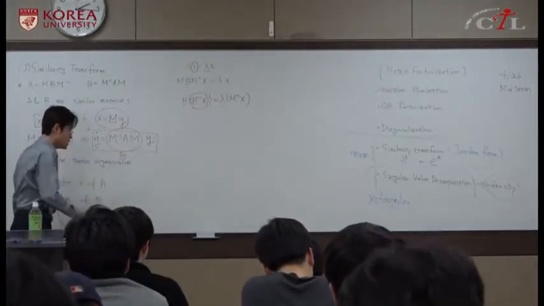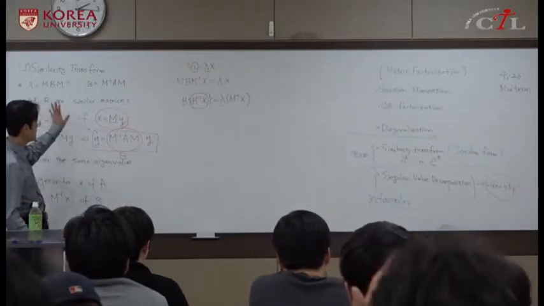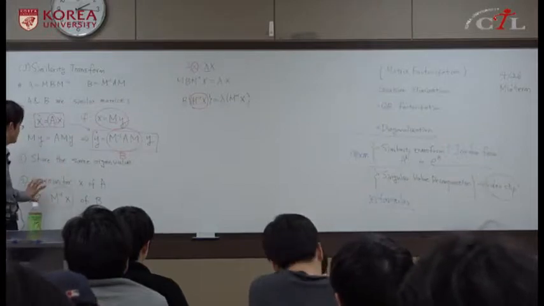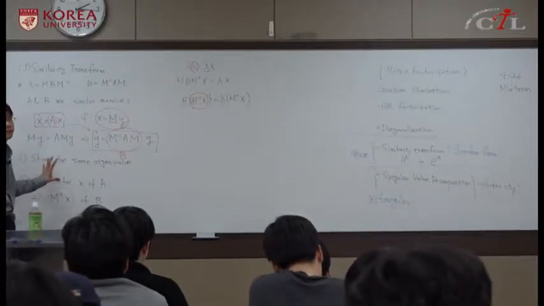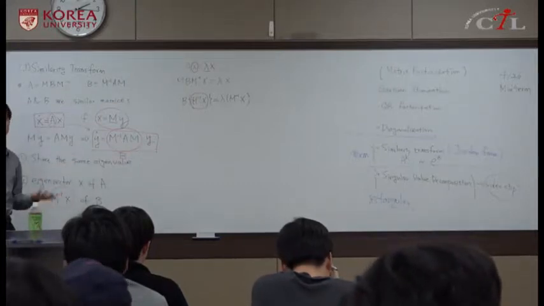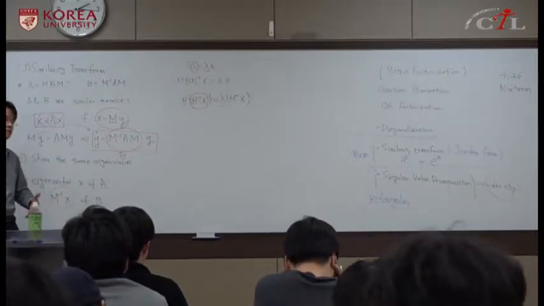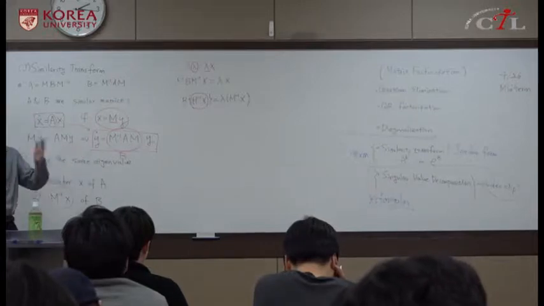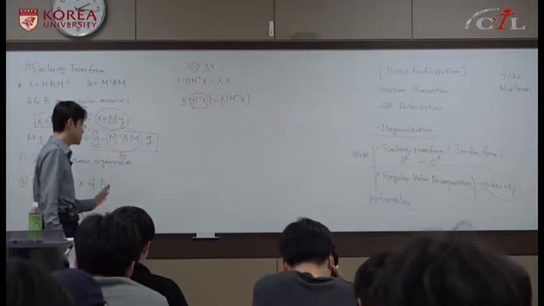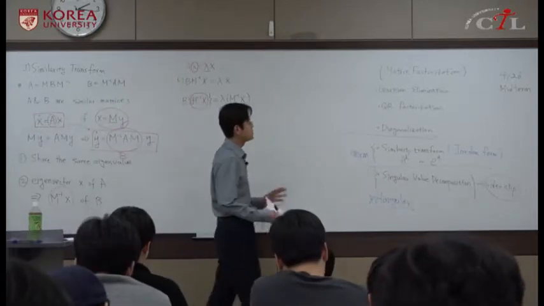So if we can represent any matrix in the similar form, then they share the same eigenvalues and their eigenvectors have a specific relationship. So those two matrices, we may say, are fundamentally, substantially the same matrix, but their appearance is slightly different. But substantially, they're doing the same thing. For example, like this.